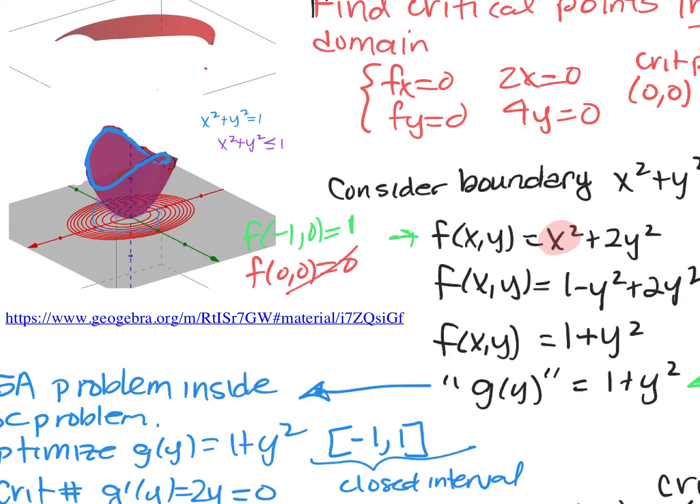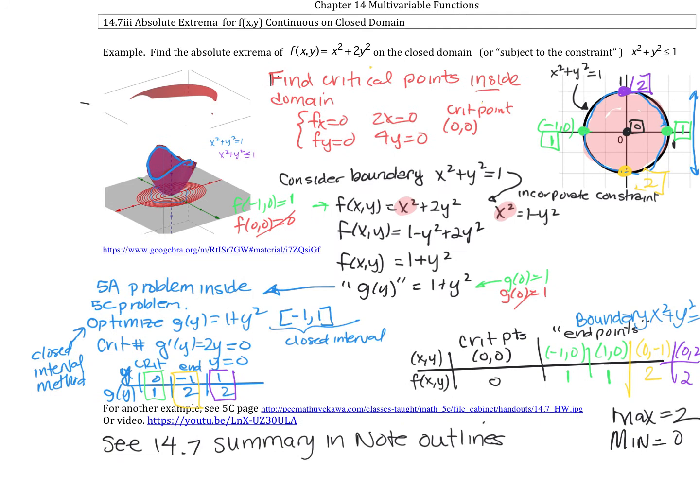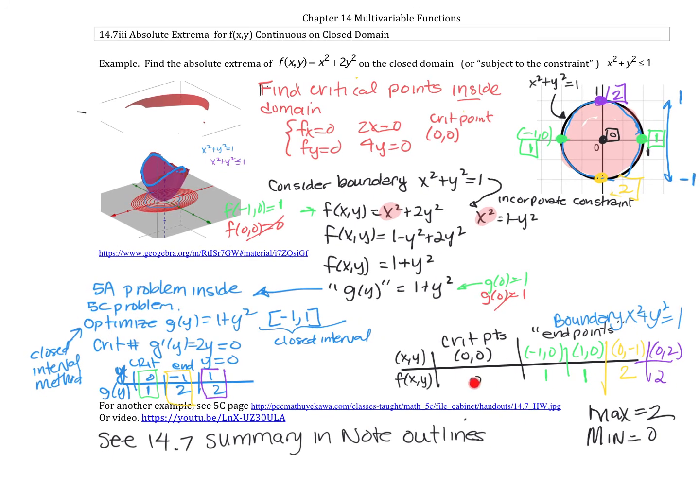And what we found, what it turned out to be, is that the absolute minimum was 0. That occurred at 0, 0. That's here. That's the absolute min. That's where the min is. The absolute min is 0.